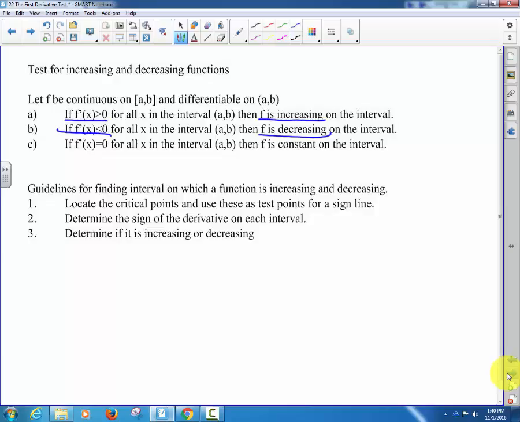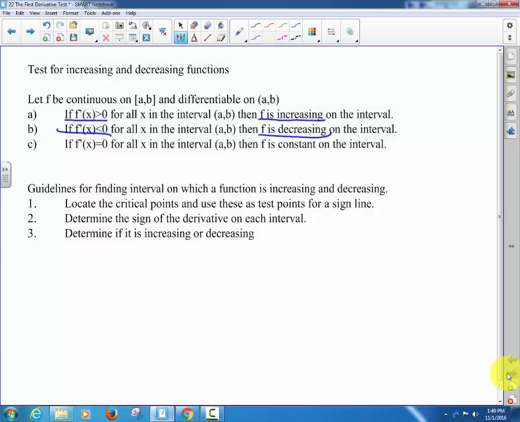What would a function look like that had a derivative of 0 from A to B? Straight line? Well, all lines are straight. Yeah, it's a horizontal line. It's going to be a horizontal line from A to B, okay? That's the only thing a function can do. It can go up, it can go down, or it can be horizontal. So those are the three things that can happen there.